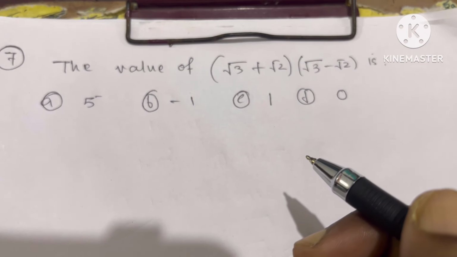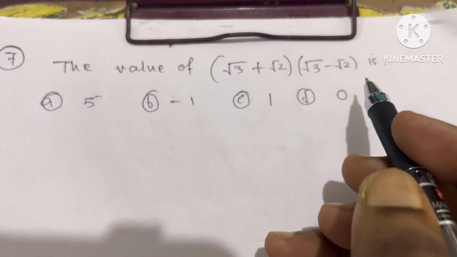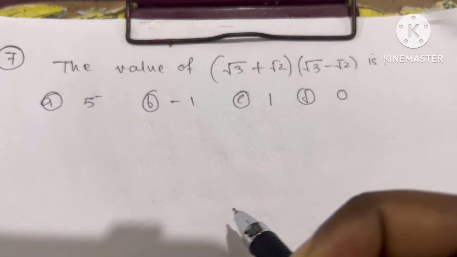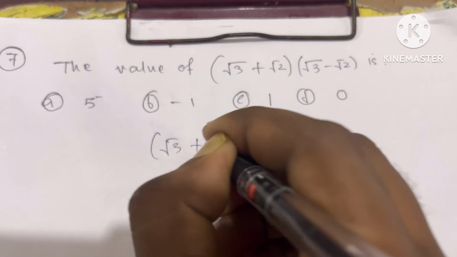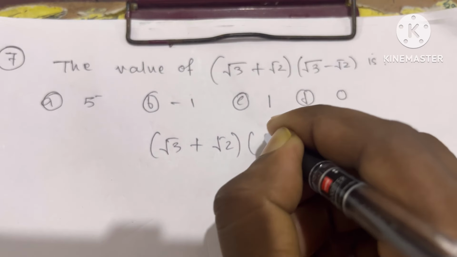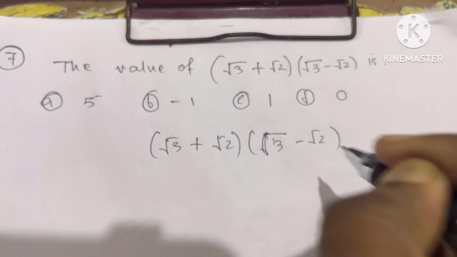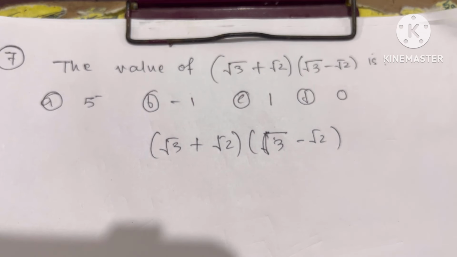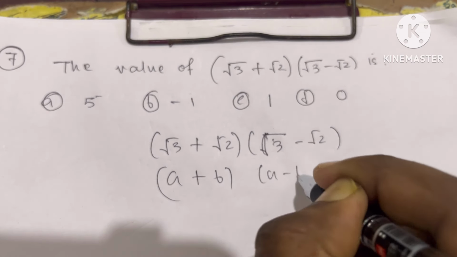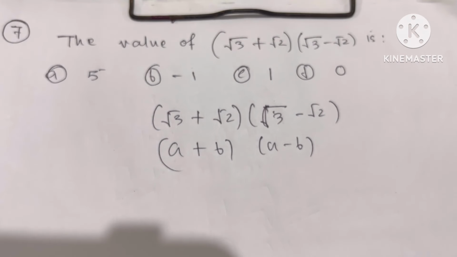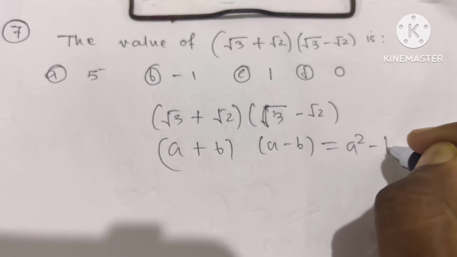So question number 7. The value of root 3 plus root 2 into root 3 minus root 2 is what? This is very simple. How will we find the value of root 3 plus root 2 into root 3 minus root 2? If you observe, this is the form of a plus b into a minus b. As you know, a plus b into a minus b is equal to what? A square minus b square.